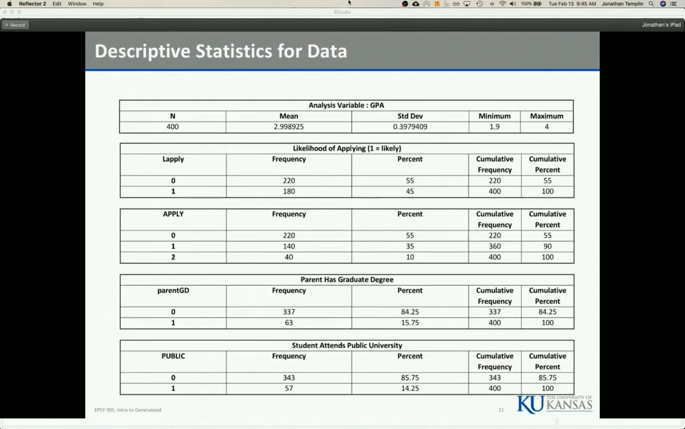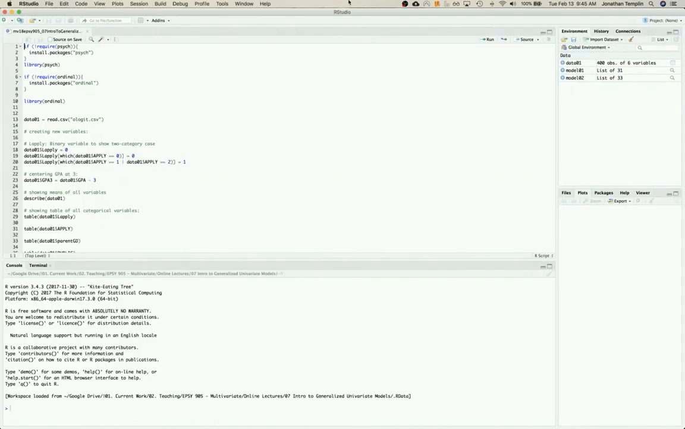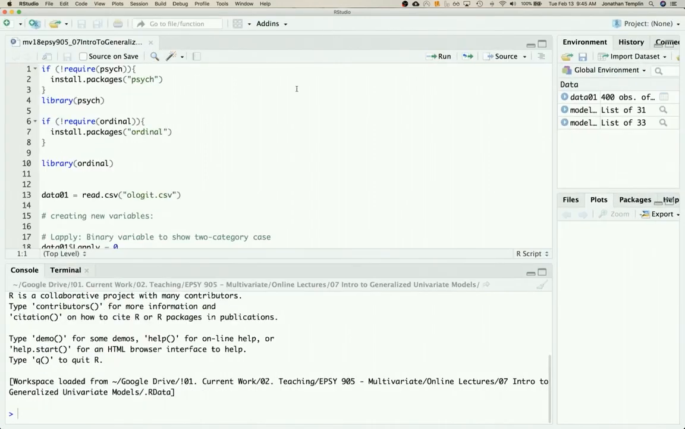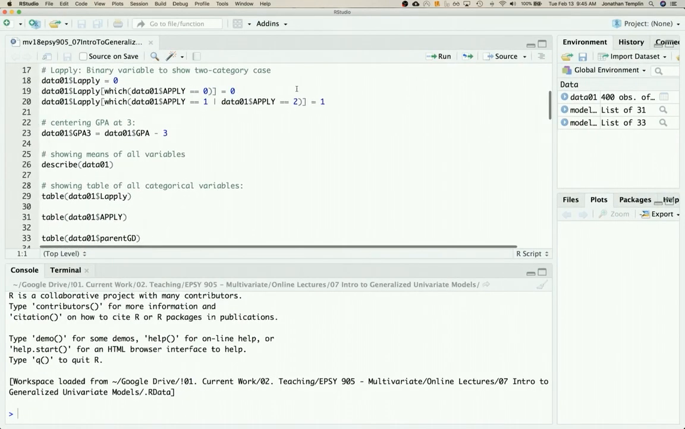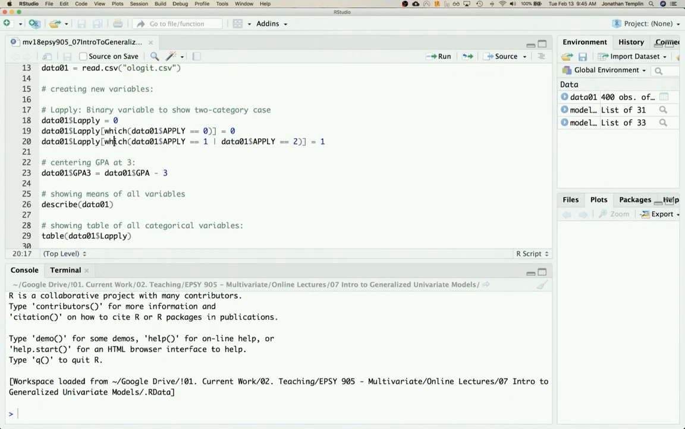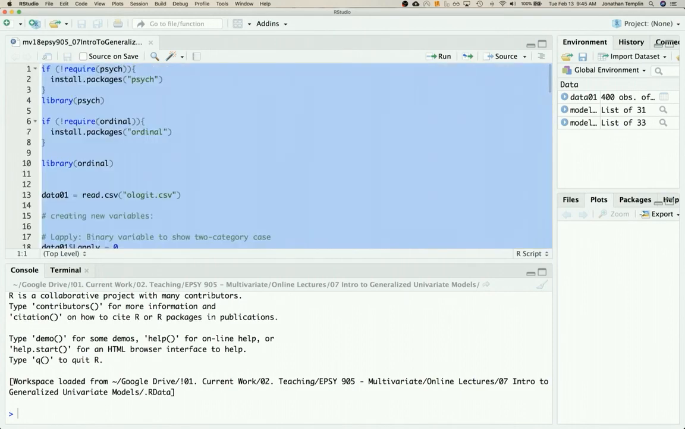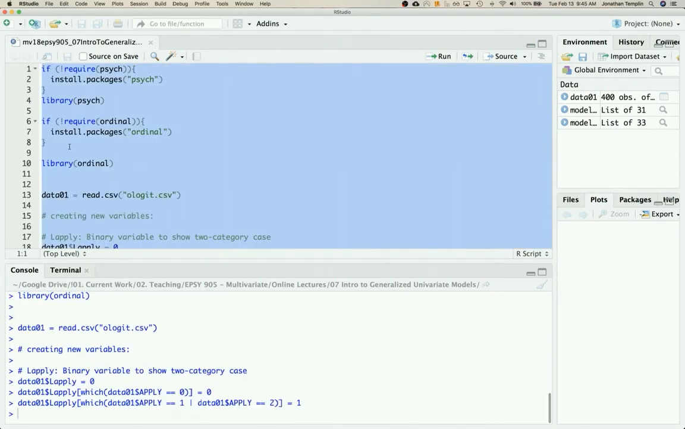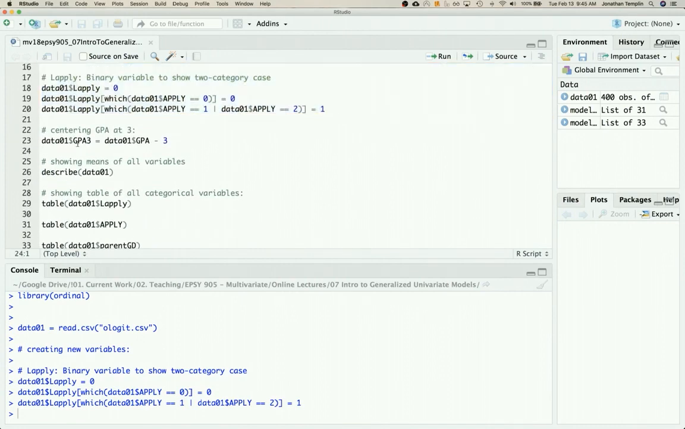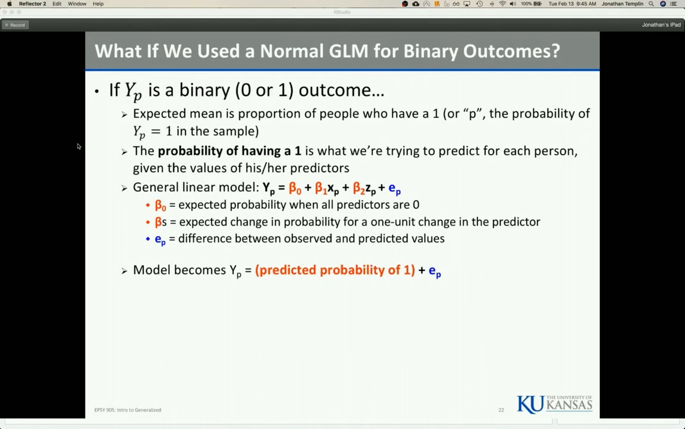Here are the descriptive statistics for the data. You can see everything that we have built up. And in the R example, you can see how all of this came together with our data. This is the part where I changed the apply variable to something I'm calling lapply, which is the likelihood of applying in 2 categories. So you can see all this from our data.